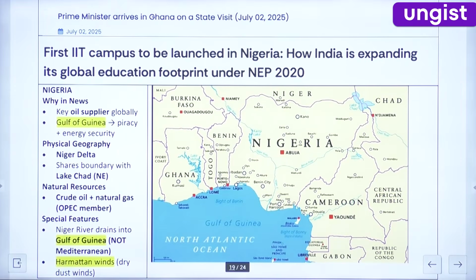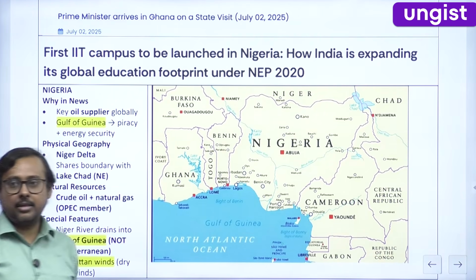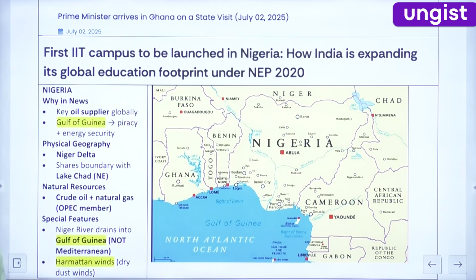So Nigeria, we have already discussed, is a key oil supplier. Again, this is also a region of piracy. In and around Africa, piracy goes on.